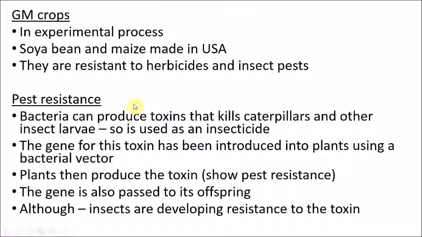Pest resistance: basically, bacteria can produce toxins that kill caterpillars and different insects. So what we do is we add the gene for this toxin to the plant using a bacterial vector. So we would transport the gene in the bacteria into the plant. The plant would then assume that gene as part of its own genetic makeup. So the plants would then start to create their own toxin and have pest resistance, which is great. Because it's part of their own genetic makeup now, they then pass that trait down to their offspring.